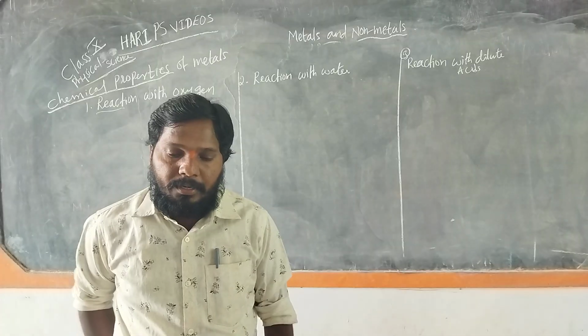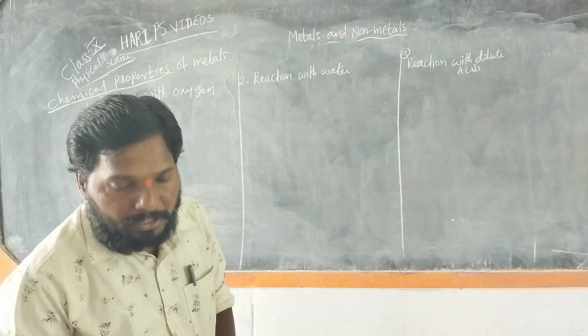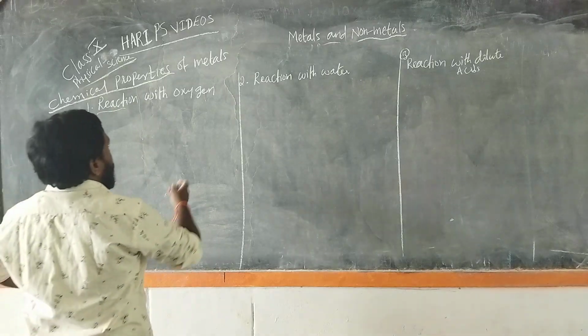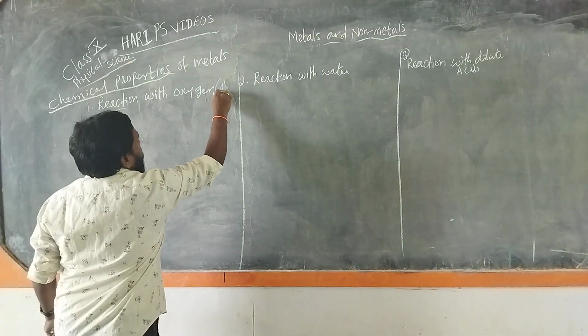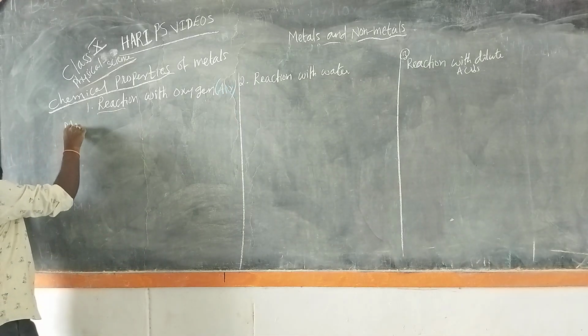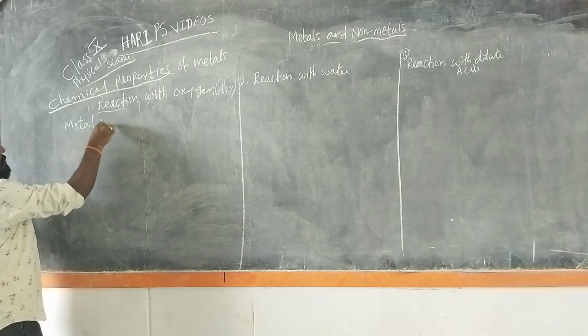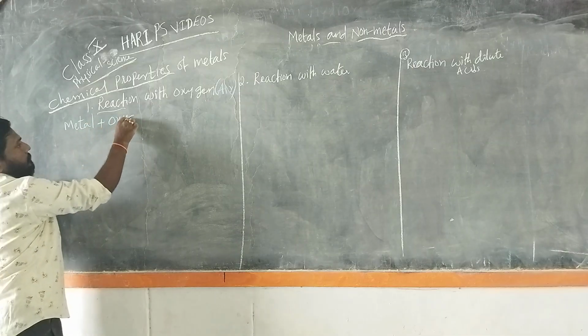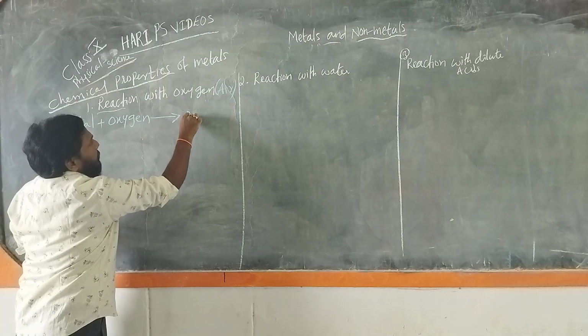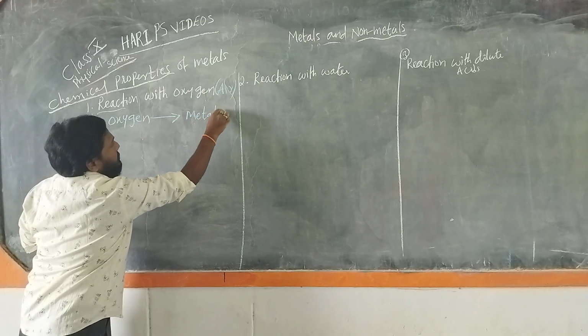There are some important chemical properties of metals. The first one is reaction with air, or reaction with oxygen. When a metal reacts with oxygen, it gives a metal oxide.